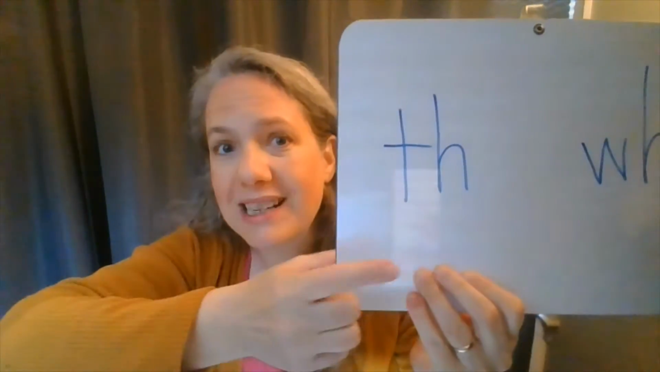So the first one is this one here, TH. For that one, put your tongue between your teeth. Now, you know how we've talked sometimes about throats rattling or not rattling? So this is one where both the rattling and not rattling sound are both TH. So 2 sounds with 1 digraph.